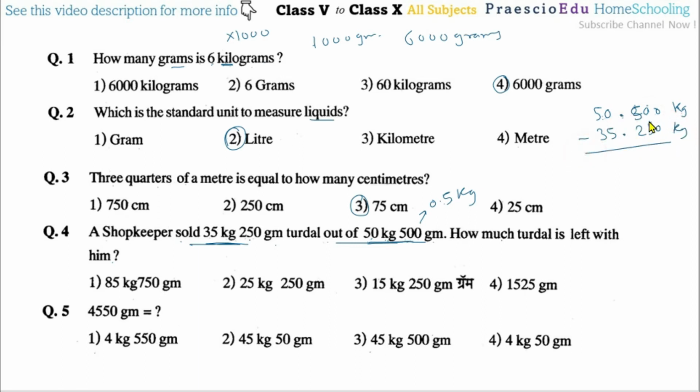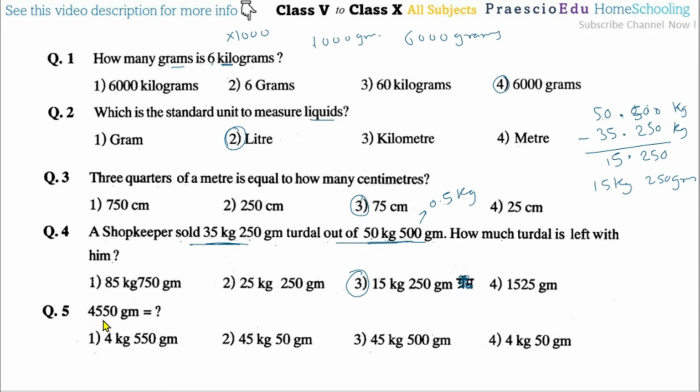Now 500 minus 250 is 250 balance. Now the decimal stays as it is, and 50 minus 35 we can do directly, so this is 15. So 15.25. In another way, it can also be done as kilogram and gram. This is given in option number 3. The unnecessary part here is a typing error.